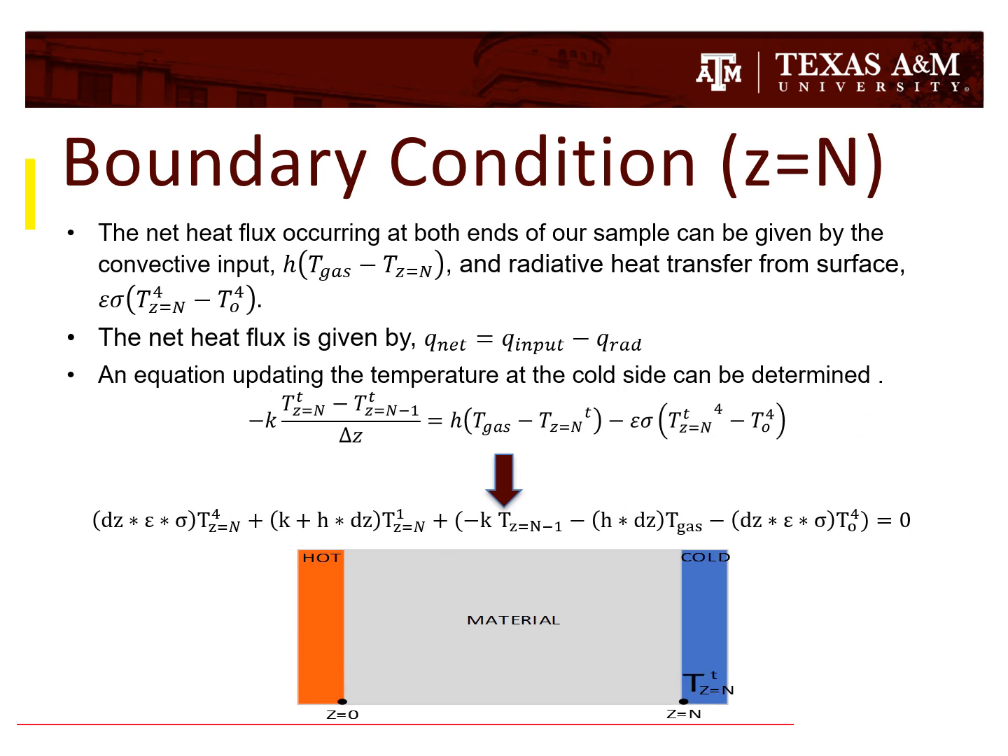We can then apply the finite difference method to the cold side boundary condition at z equals n. This net heat flux will also have two components to it. We will have a convective input from our gas flame and a radiative transfer from the surface of our material to the environment that the sample is in. The net heat flux will then also be given by our input minus the radiative loss.